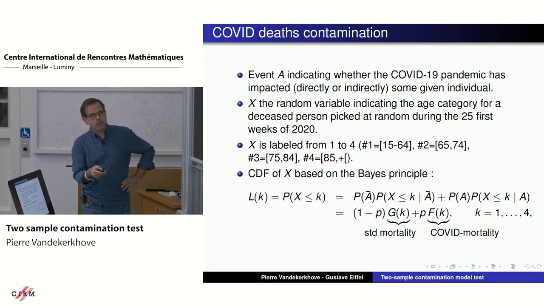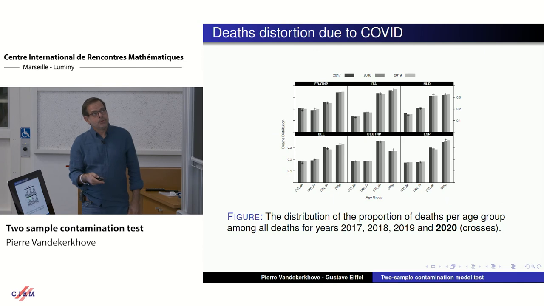If one person is impacted by the COVID, you get this unknown component. When it has not been impacted by the COVID, you retrieve the standard mortality. If we look at this mortality and the distortion due to COVID, we have here the standard years, and the cross is what happens in 2020. So you see some distortion. It can be lower for young people because they used to go out less during the pandemic, and higher for elderly people due to the lack of care, disease, and so on. Clearly we have a distortion.